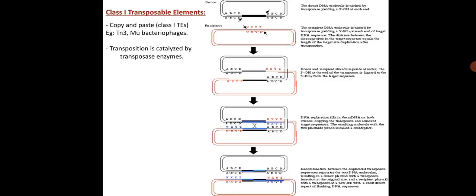Transposable elements are assigned into two classes according to their mechanism of transposition. Class 1 transposable elements copy and paste, and Class 2 transposable elements cut and paste. Class 1 transposable elements use copy and paste. For example, TN3 and mu bacteriophages, where transposition is catalyzed by transposase enzyme. The following image shows the transposition process.